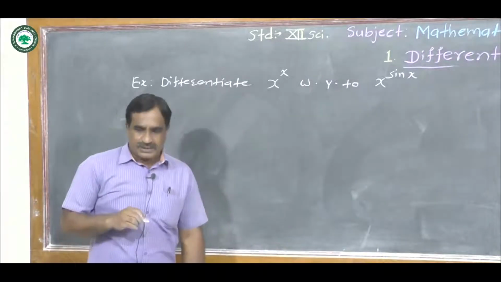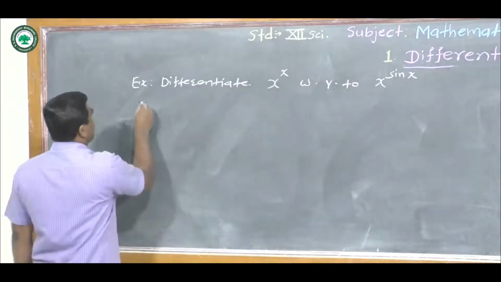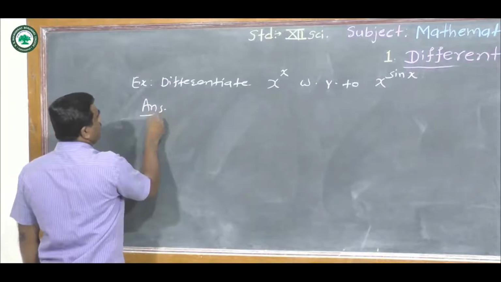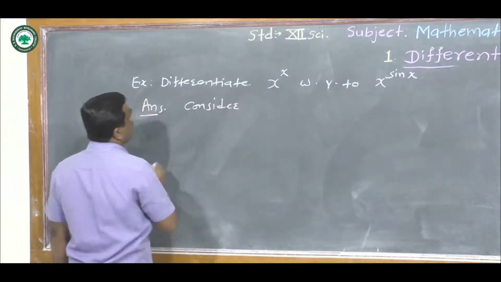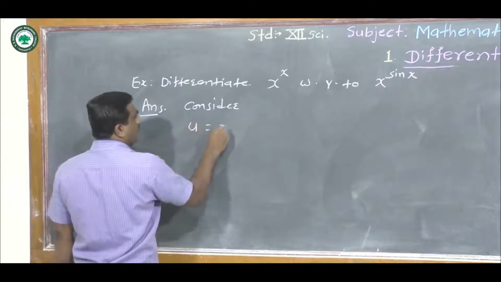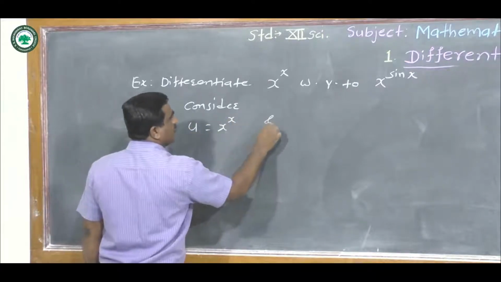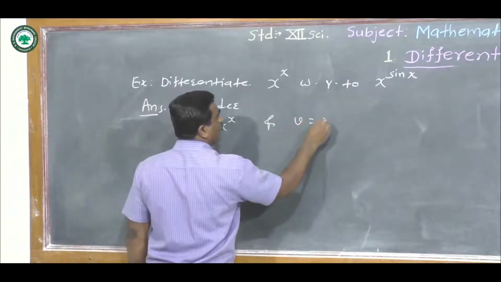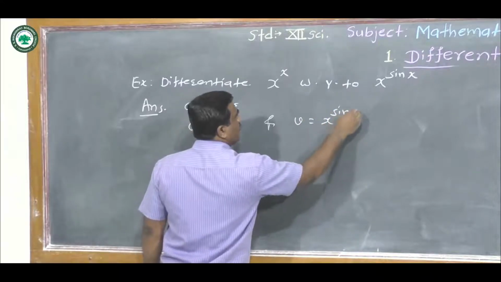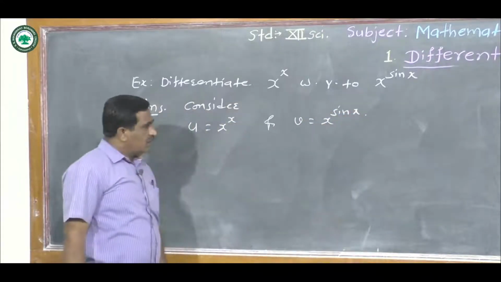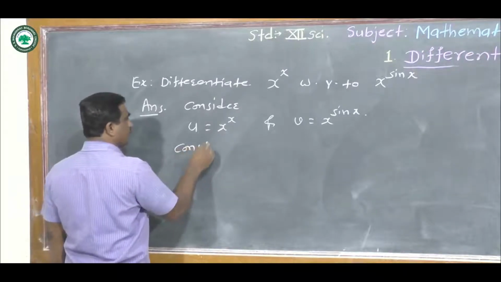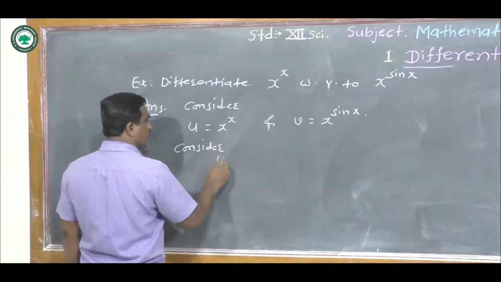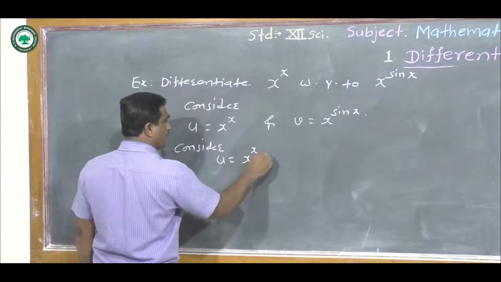Now we see the answer for this example. Answer: consider u equal to x raised to x and v equal to x raised to sin x. Now first we consider this equation. Consider u is equal to x raised to x.